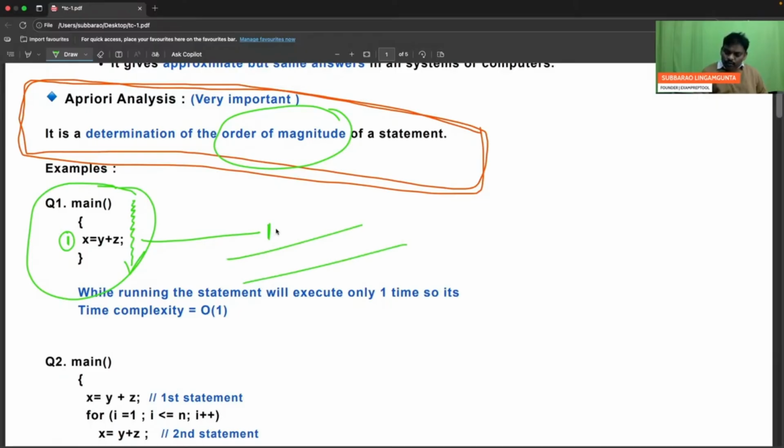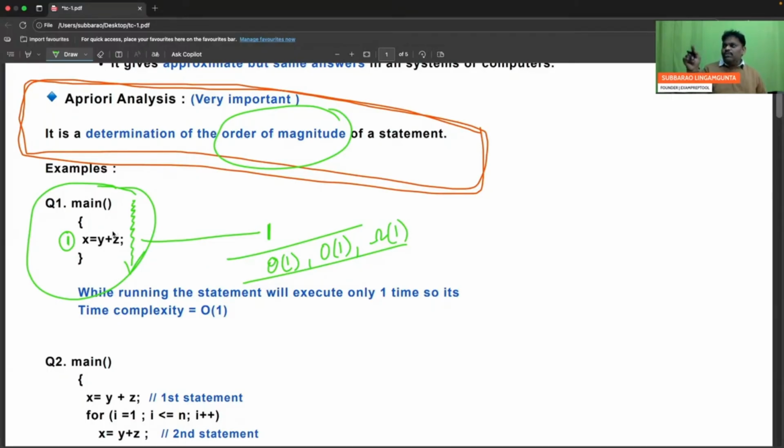Whatever order of magnitude is there, write it down. You can write theta of 1, correct answer. You can write big O of 1, that is also correct. You can write omega of 1, all correct. The time complexity of this program is big O of 1, omega of 1, theta of 1. To represent time complexity, we normally use some symbols: big O, omega, theta. We are going to discuss this afterwards.